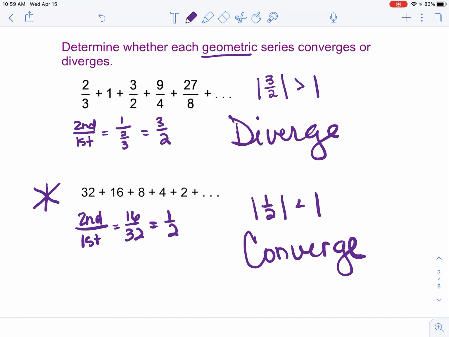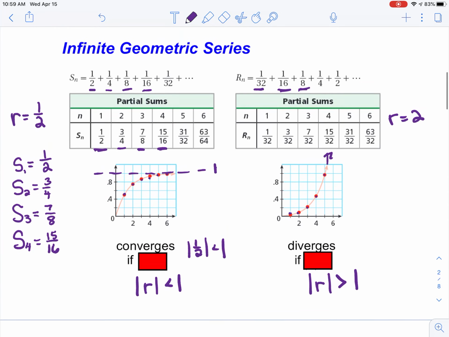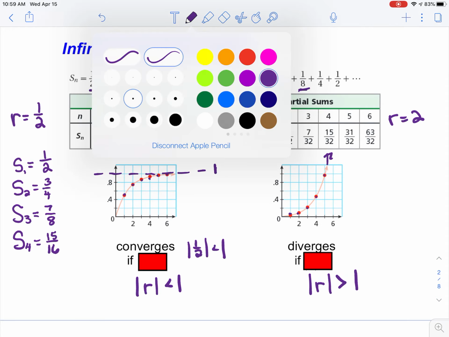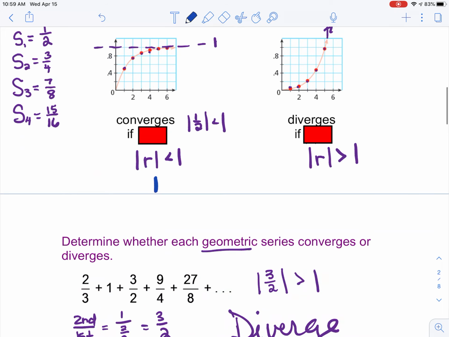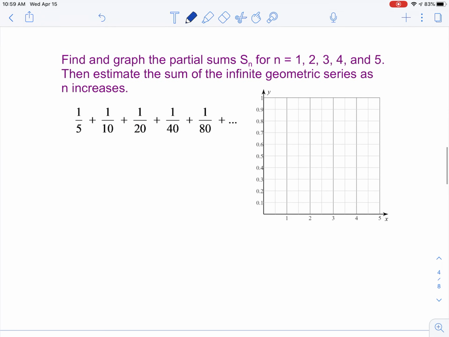And you're going to see on our formula, these types of problems are the only ones that we can actually find a number for, just like in that first example. The sum of all these will actually eventually get to be 1. So your answer would be 1 for the sum. It converges to 1. Okay, so let's do this one.